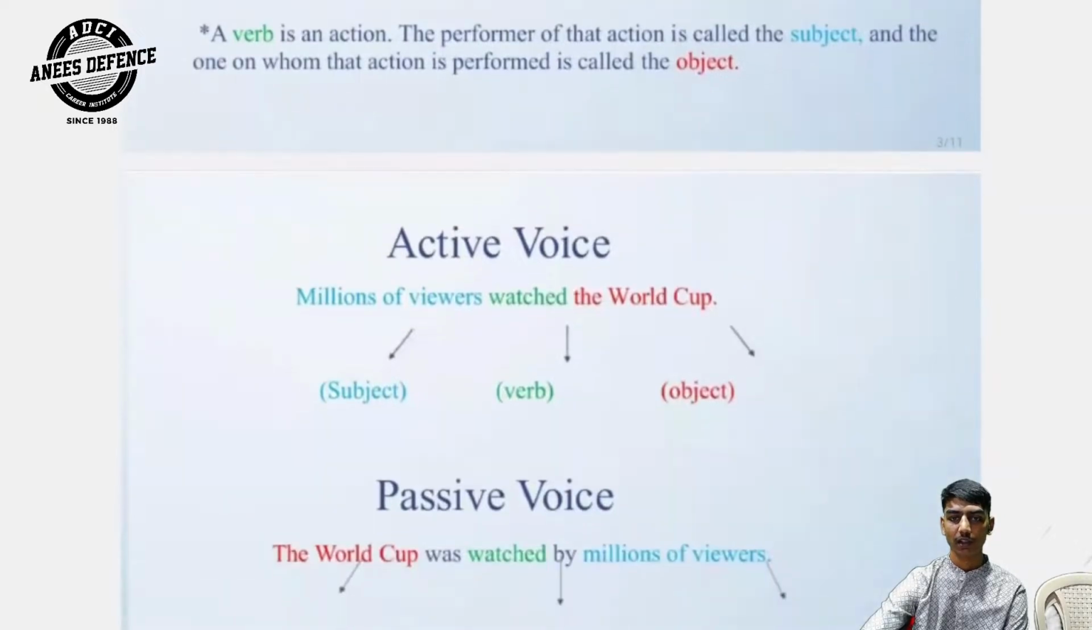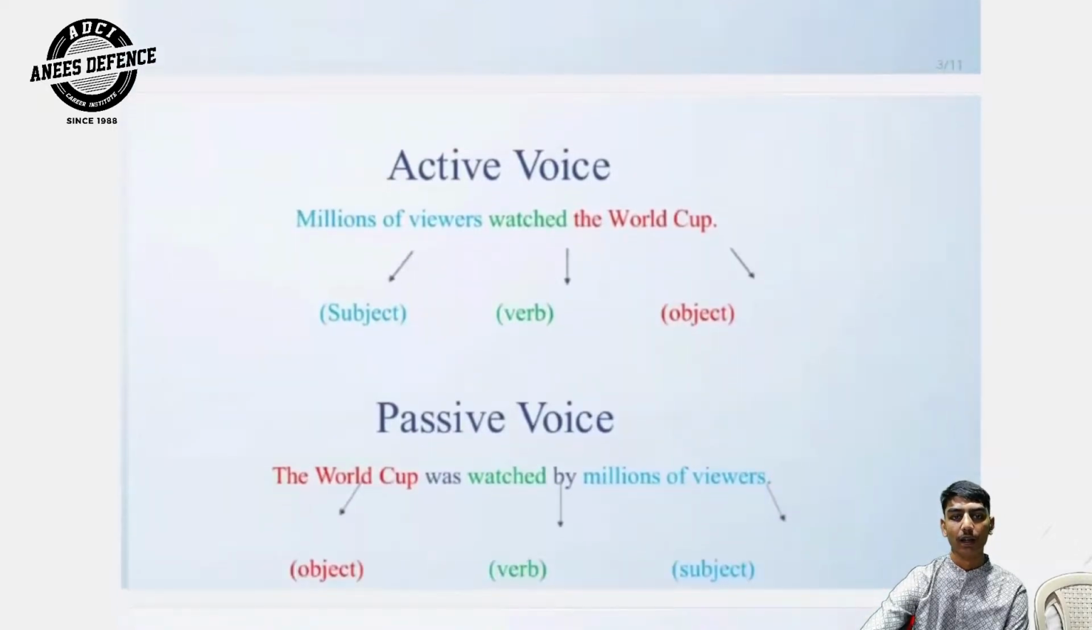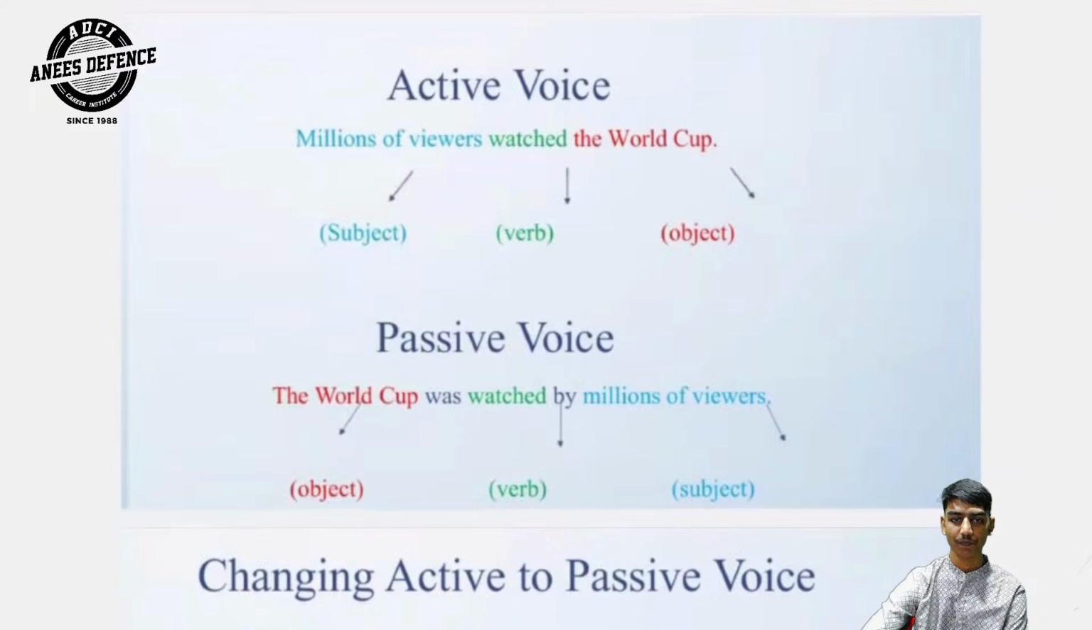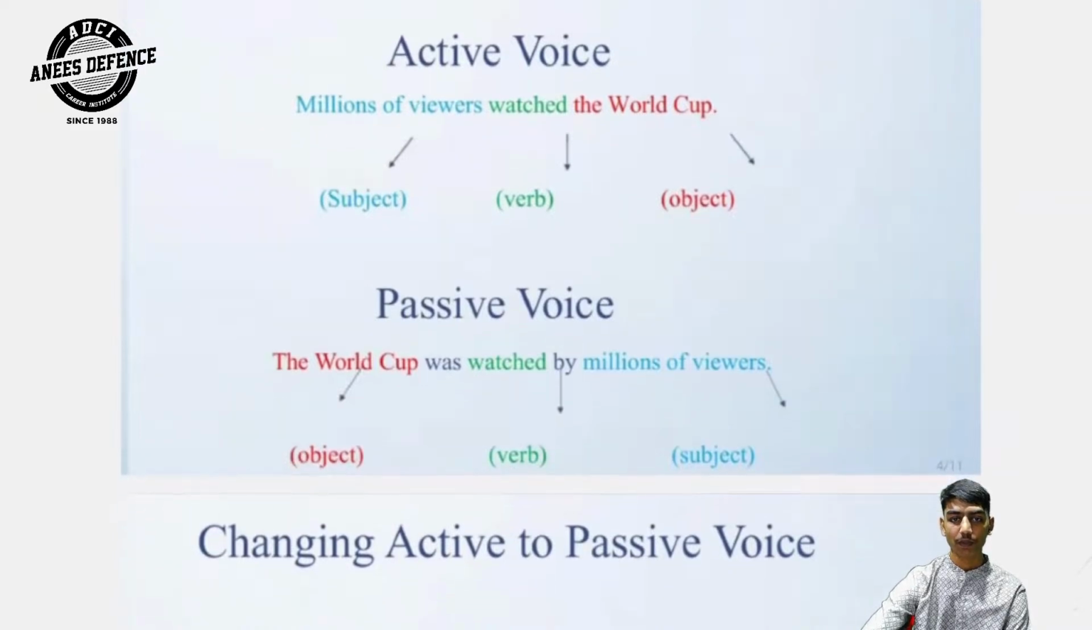Next, we'll study what is active voice. Millions of viewers watched the World Cup. Here, millions of viewers is the subject, watched is the verb, and the World Cup is the object. Now we'll see passive voice. The World Cup was watched by millions of viewers. Here, the sentence is a little bit twisted. The World Cup is the object, watched is the verb, the verb does not change, and millions of viewers is the subject.